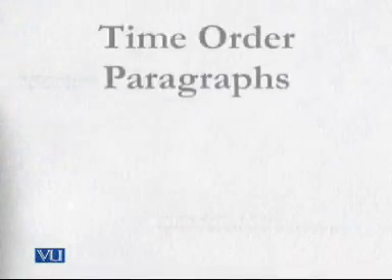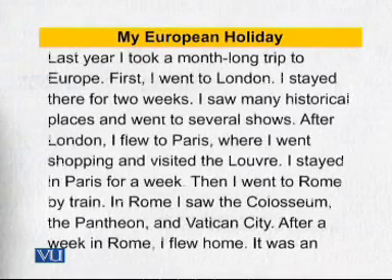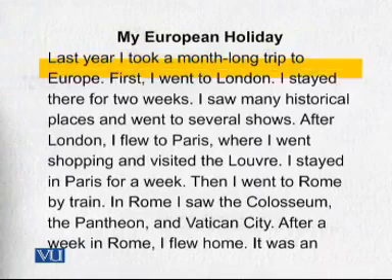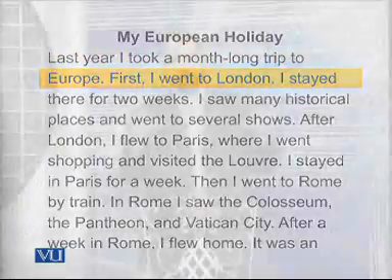Now, one example of how time order paragraphs are written. On your screen, you can see "My European Holiday." Last year, I took a month-long trip to Europe. Did you see? The first sentence is a topic sentence which contains the central idea that it was a month-long trip. He did not mention which places he visited. He just opened it nicely, generally. And in the next sentences, of course, he will be talking about the time order, the sequence and the progression.